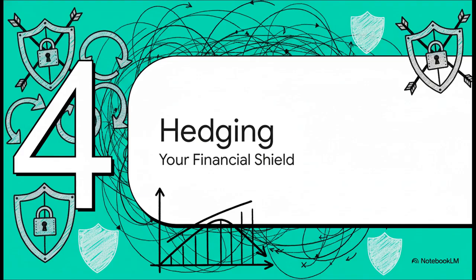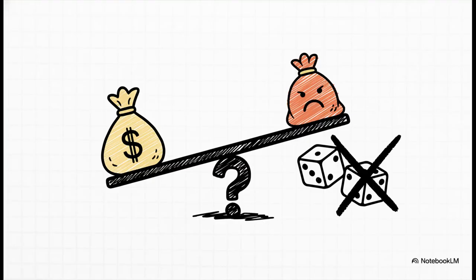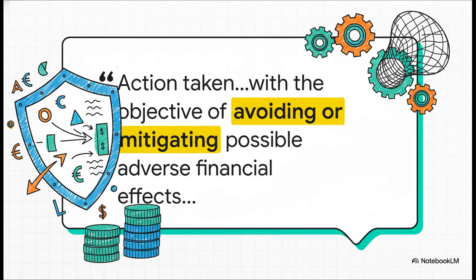Section 4, hedging. This is your financial shield. Let's be real. That $36,000 gain was pure luck. It could have just as easily been a massive loss. And if there's one thing businesses absolutely cannot stand, it's uncertainty. You can't build a global company by just crossing your fingers and hoping the currency market is nice to you. So, what is hedging? Well, the official definition says it's an action you take specifically to avoid or lessen the bad things that can happen when exchange rates move around.